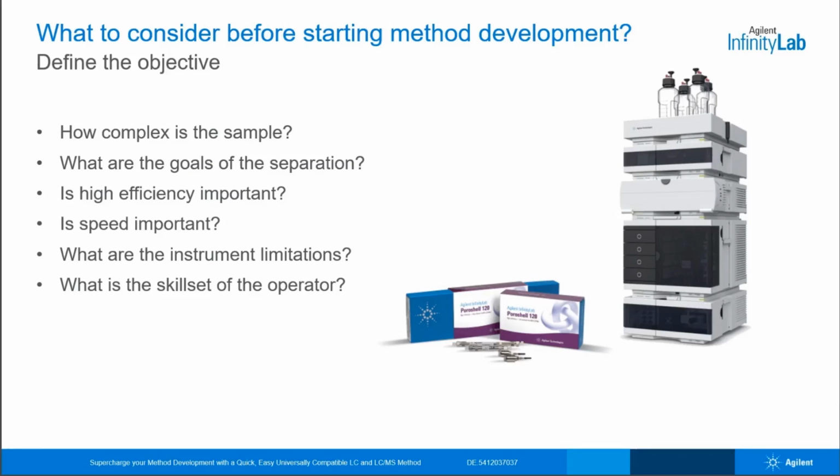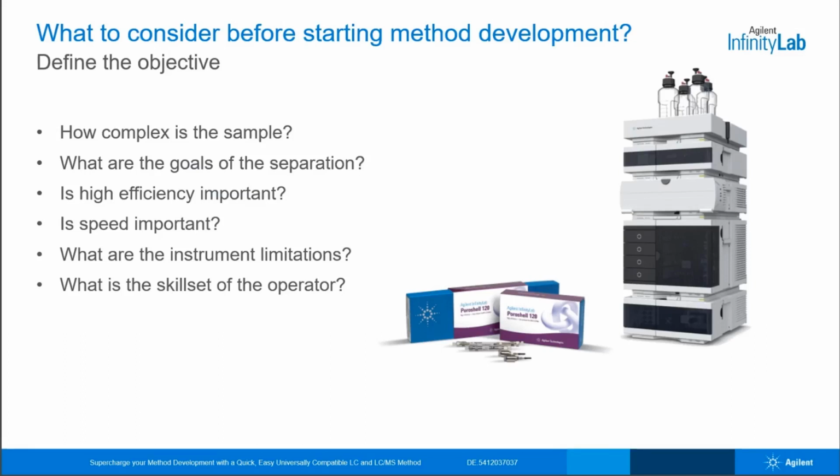Small particle columns can help with speed. If you are running hundreds or thousands of samples, speed will be very important. On the other hand, if you're looking at just a few samples a week, speed may be less of a concern, and longer columns may work better for you.